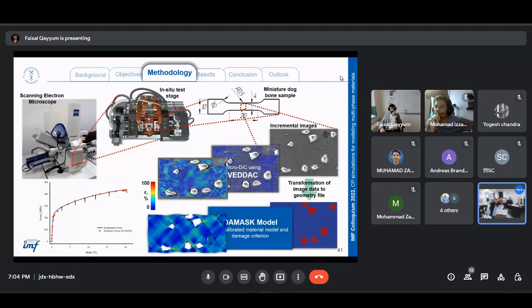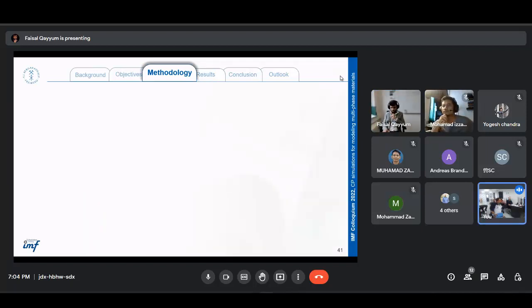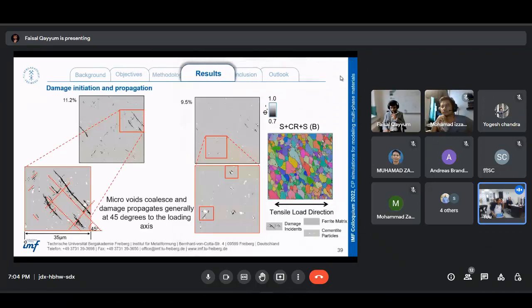Mm-hmm. So basically, by having this crystal plasticity, can we actually predict the breaking of the stress and strain? Can we simulate the breaking of the behavior here? Because we have here linear, elastic, plastic, and then the breaking. Can we actually analyze that?